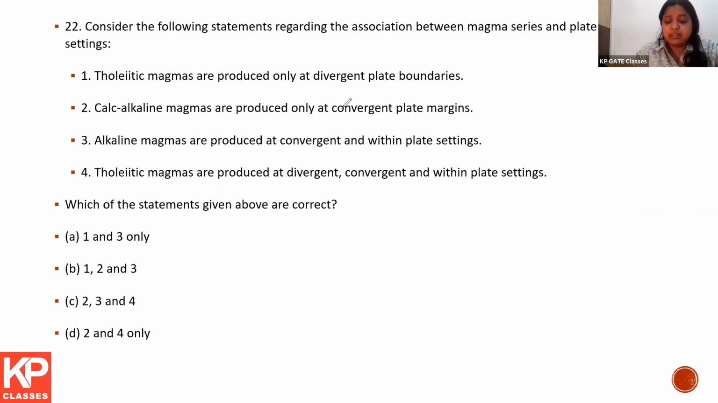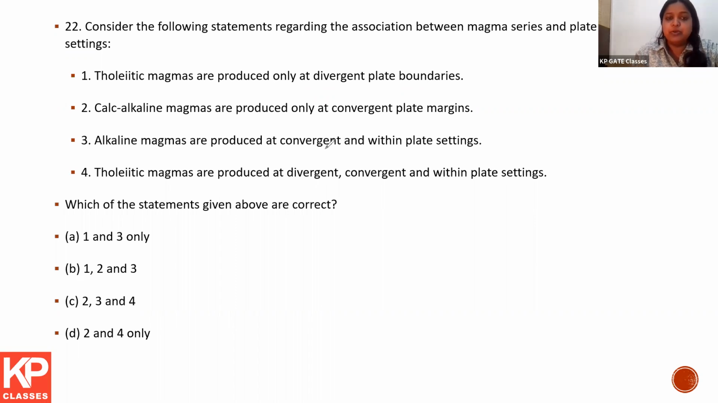Then the next one: consider the following statements regarding the association between magma series and plate tectonic settings. Tholeiitic magmas are produced only at divergent plate boundaries. Calc-alkaline magmas are produced only at convergent plate boundaries.